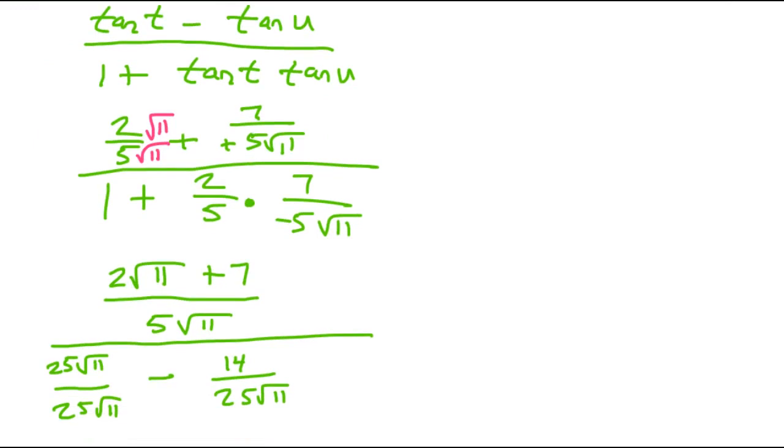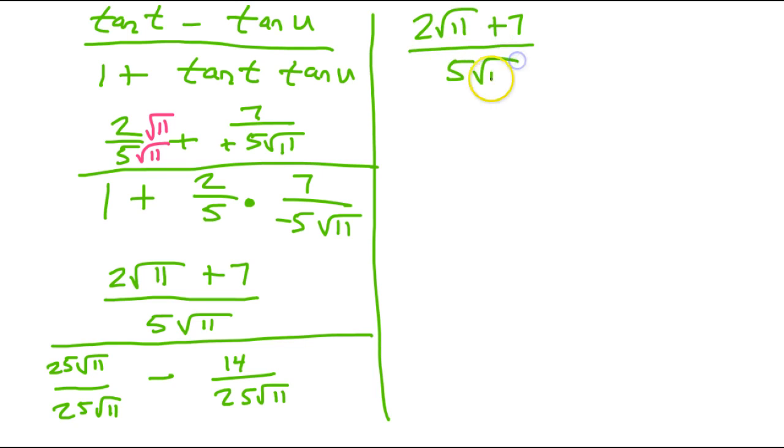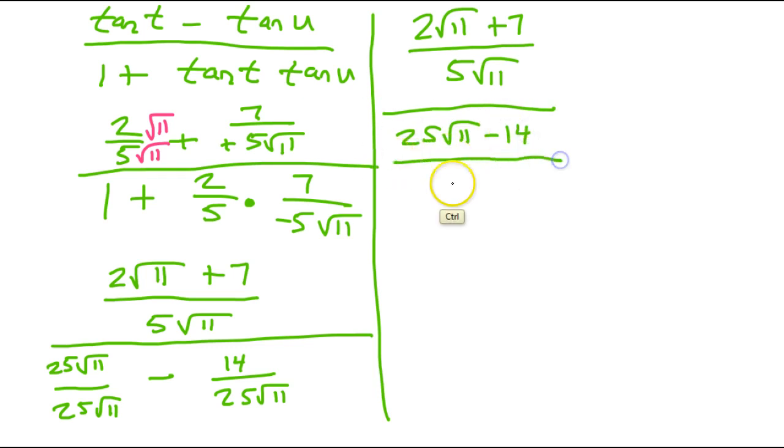Okay, I think I'm going to need a new column. So I've got my numerator, 2 radical 11 plus 7 over 5 radical 11. Notice that you cannot cancel out these radical 11s because of the addition. Now in the denominator, I have 25 radical 11 minus 14 over 25 radical 11. So it's time to multiply by the reciprocal.